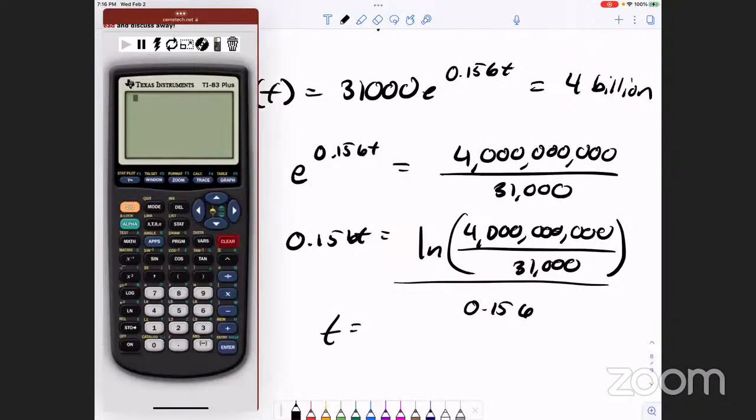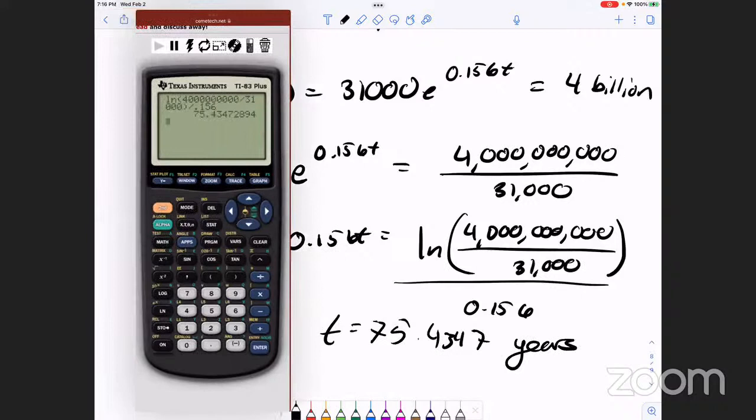Let me just do here. Not that one, this one. And if we're going to do the natural log on top, we got 4, 1, 2, 3, 4, 5, 6, 7, 8, 9, divided by 31, 1, 2, 3, okay? And then we say all of that divided by 0.156, okay? 4 billion, right? Okay. So we get 75.4347 years since 1950. Okay.